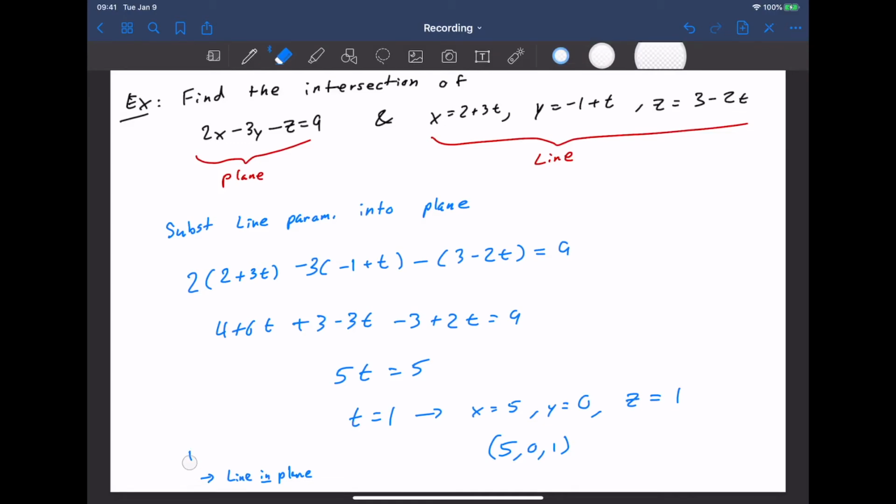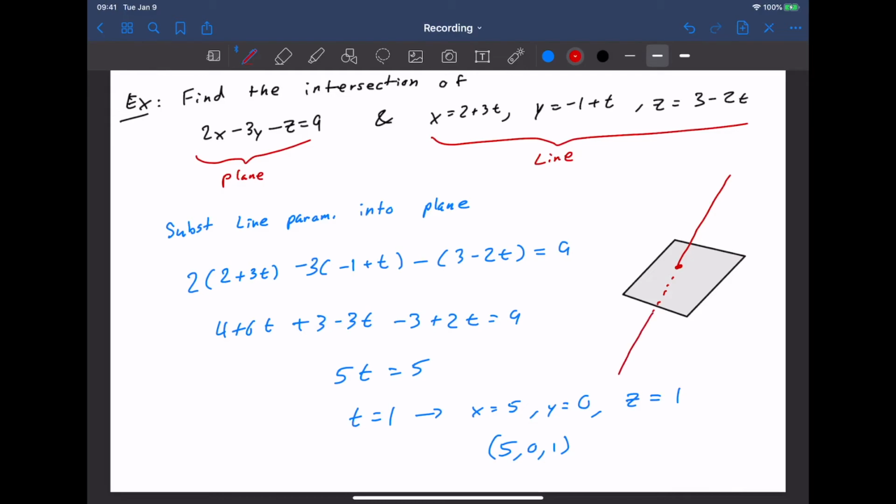In case you're having trouble picturing it, again, same old drawing here. We have a plane, and then my line is like a laser beam from space. It hits and then goes through. Okay? And we're just finding the one point where that line hit that plane.